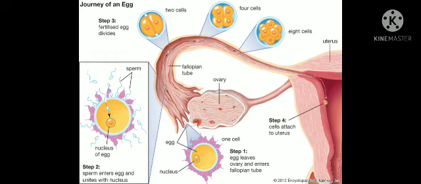The fertilized egg, which has now mixed its genetic material, is said to be the zygote. The zygote carries two sets of chromosomes, one from each parent. That is said to be the syncaryon. So this is all about fertilization.